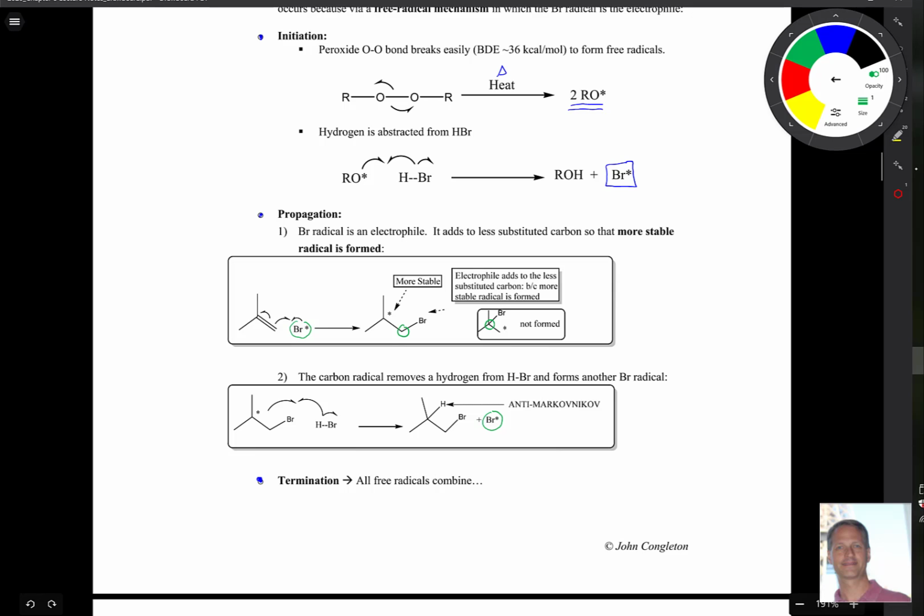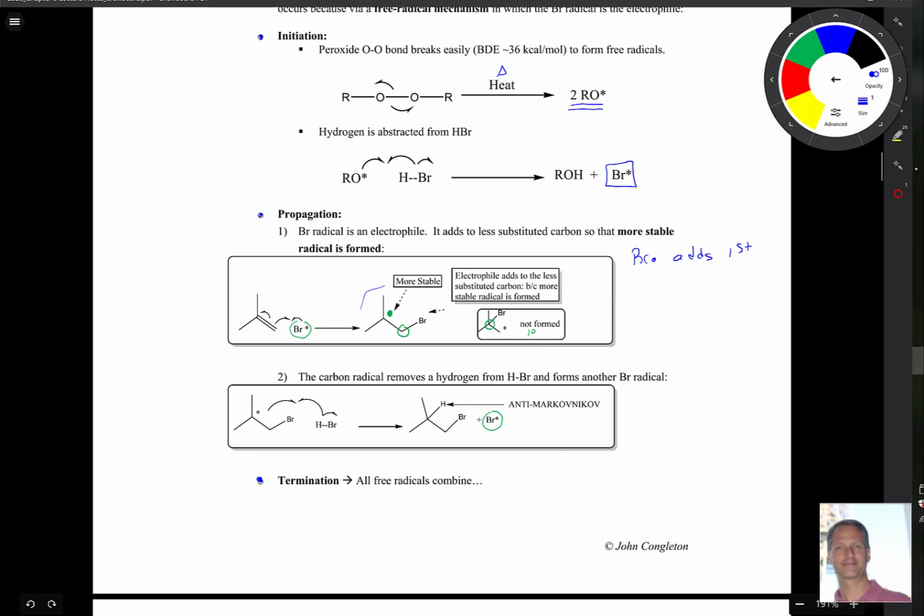If it goes to the end, it puts the radical right over here. Right? So that's your radical. That's a tertiary radical. If it goes to the middle, it produces a primary radical. That's not formed. It's just like the carbocation. So the point here is to notice that the trend still follows that we form the most stable intermediate. But in this case, bromine radical adds first. Right? In the last case, H added first.